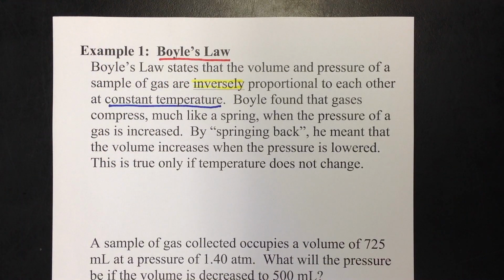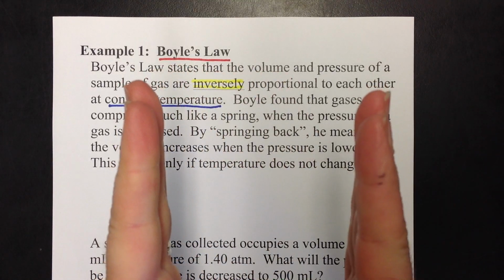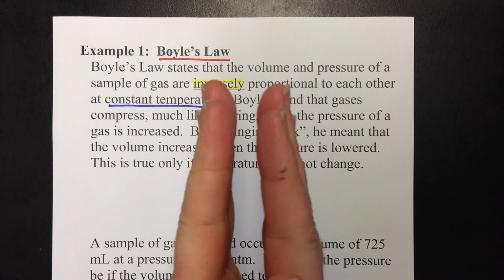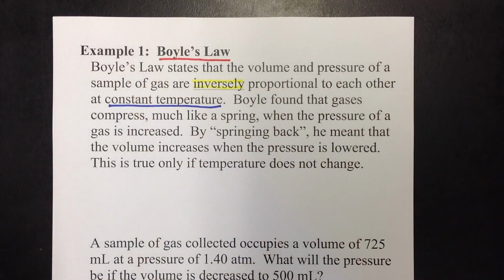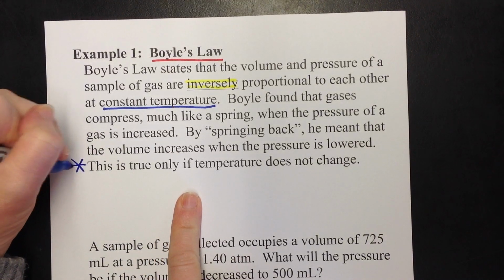Now what Boyle found out was that gases compress a lot like a spring. When you put pressure, let's say you have a spring between your hands, if you put pressure on that spring, the pressure is increasing, but the volume is decreasing. But if you let that spring go, if you release that pressure, the spring is going to bounce back out and the volume is going to increase. So by springing back, he meant that the volume increases when the pressure is lowered. Now again, this is only true if temperature does not change, so temperature is constant.